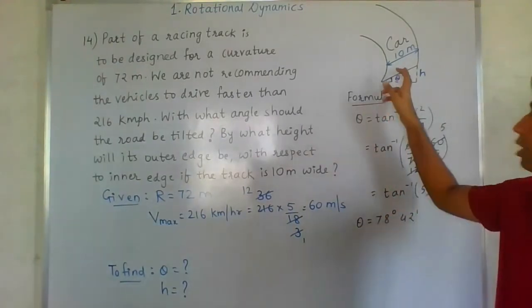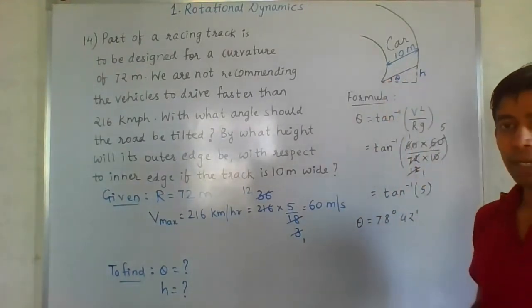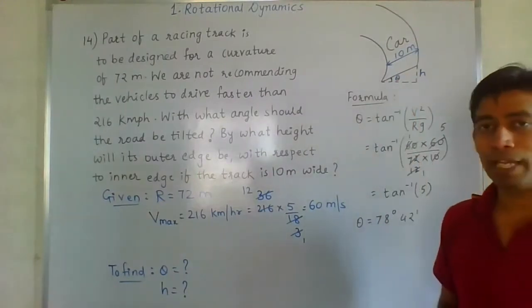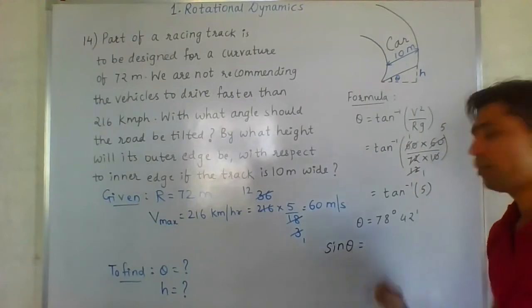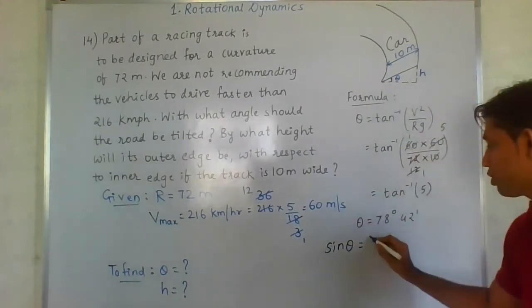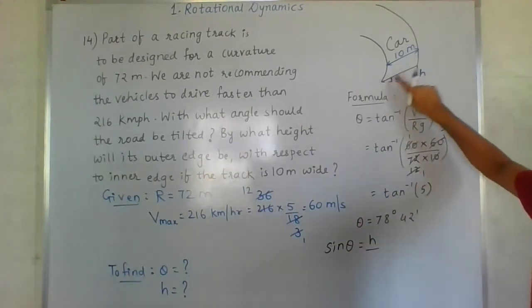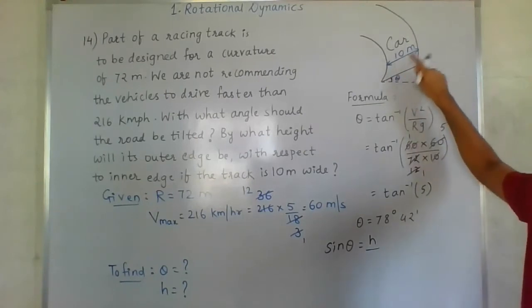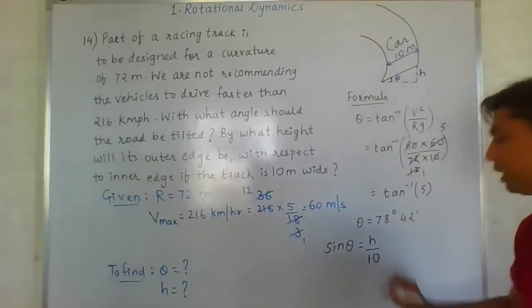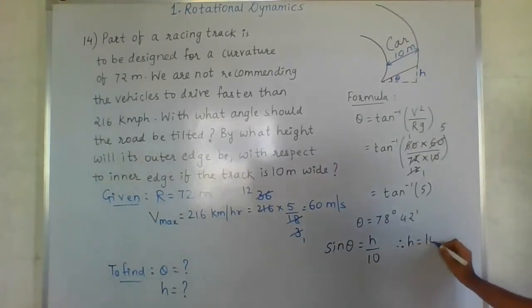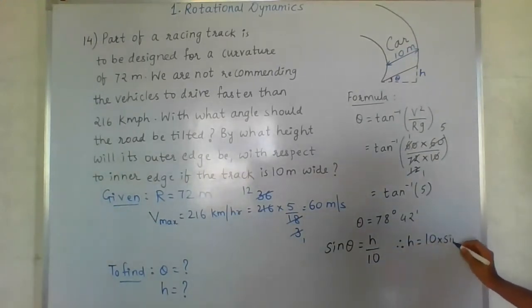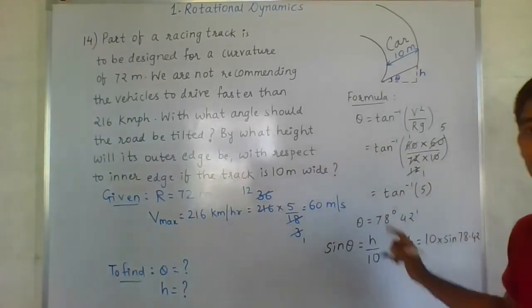Now let's go for the second part. In the second part, as I told you, apply sin theta in this triangle. So I'll write sin theta is equal to opposite, which is h, and the hypotenuse is this distance, which is given as width 10. Okay, opposite upon hypotenuse. So therefore h will become 10 into sin 78.42, because we have already found theta.